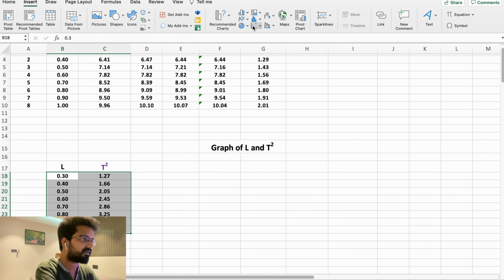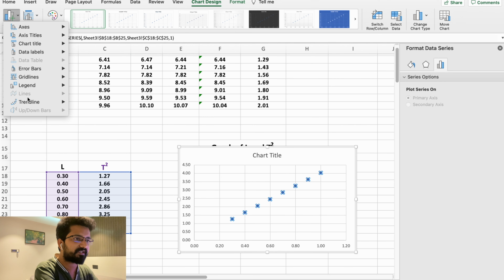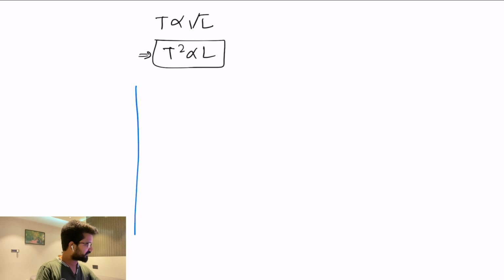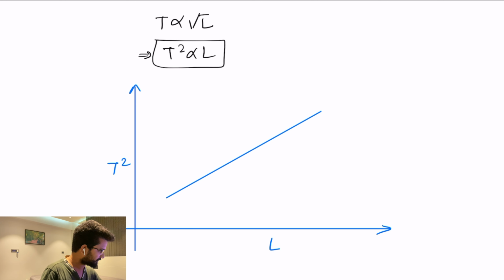So let me insert the graph, scatter plot, yes. Let me include the line of best fit as well: chart element, trend line, linear, right? So what I've got is a straight line, a straight line which shows the relationship between length and T squared. I have got a line like this.